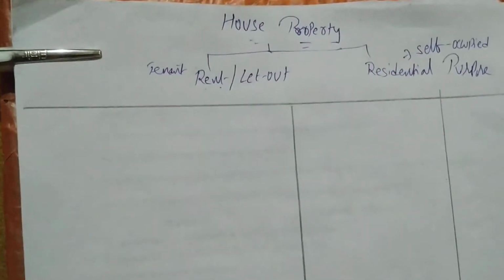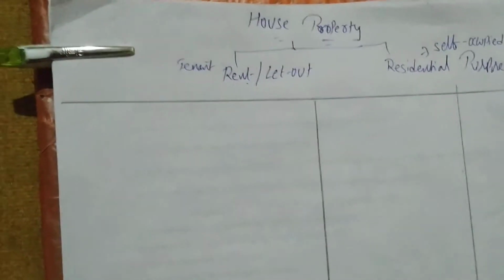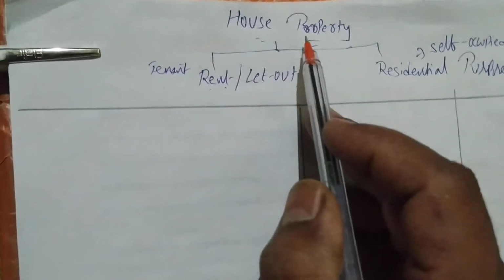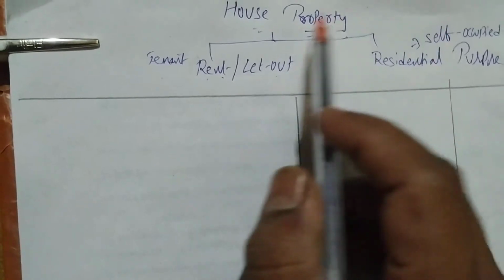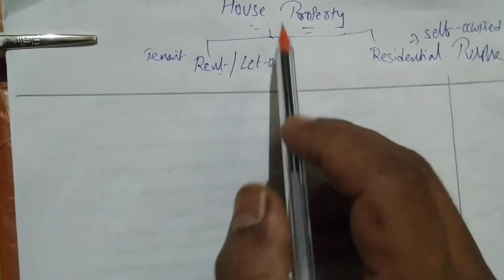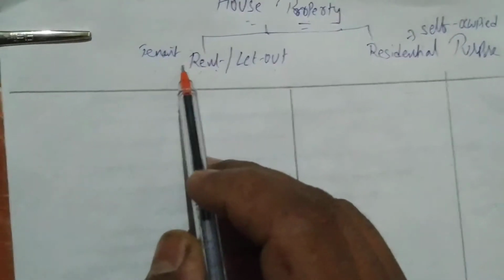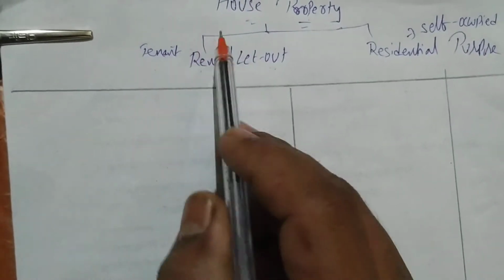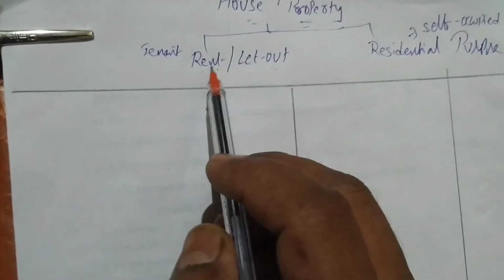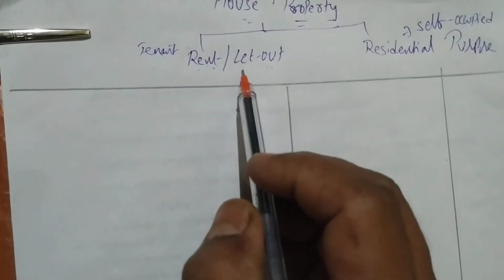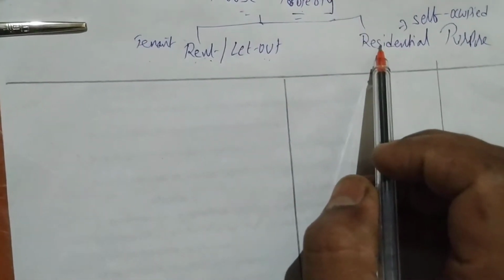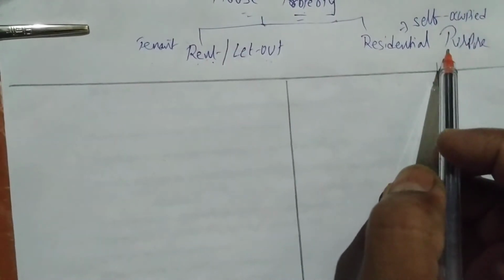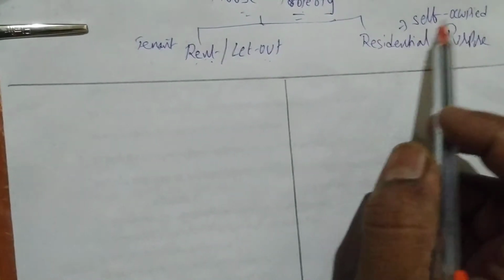So we are moving further, and we are trying to understand. The question will be asked in exam both on let out and self occupied property. First we'll understand the meaning of let out. The owner is giving the house property to the tenant on rent, and is receiving some rent from the tenant. That is called let out property. And sometimes the owner is staying in the house and using it for his residential purpose. That will be called self occupied.